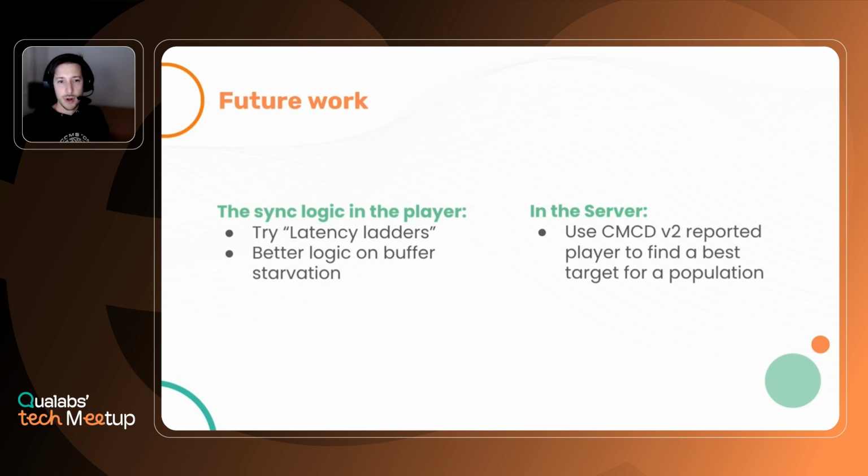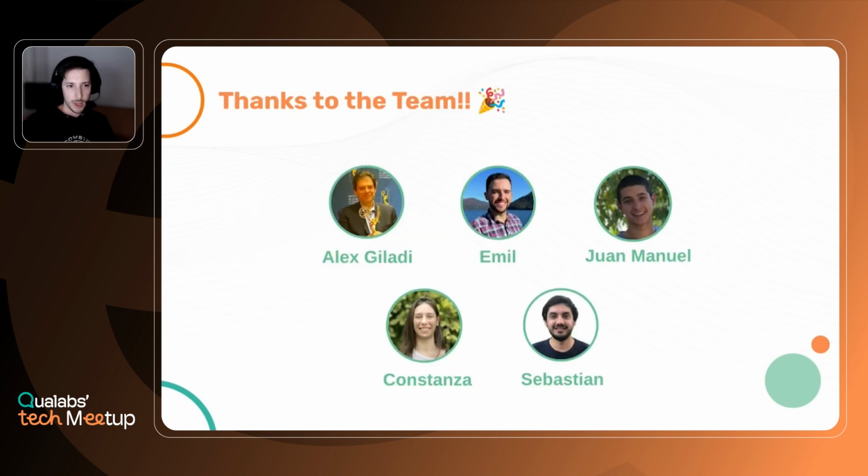I in the server use CMCD version 2, the reported information, because it's all information from CMCD, to calculate what's the best target for a population. And I think that's also very, very important to know.